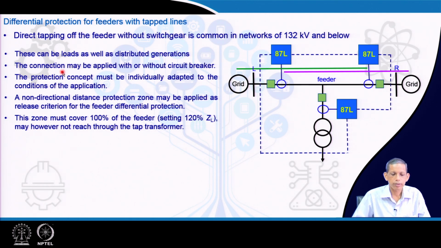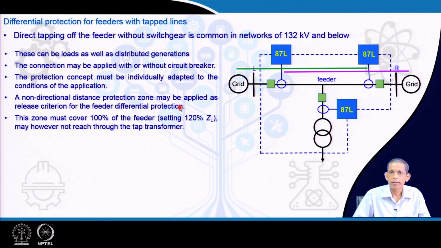So, the connection may be applied with or without breakers. At this point, the protection concept must be individually adapted to the different situations. It is one tapped line, and there can be multiple tapped lines also. What is being done is that non-directional distance protections covering 120%, like you see here, from the L end, this pink color covers 120%, and from the R end the green color takes 120%.